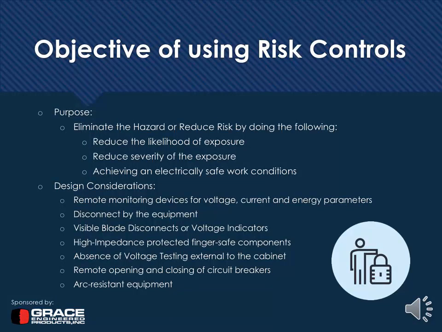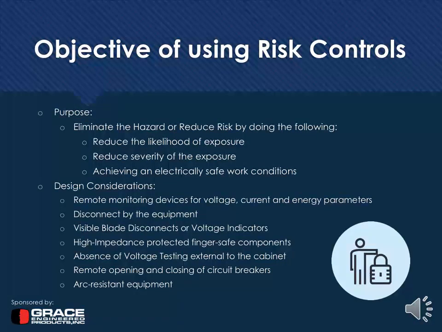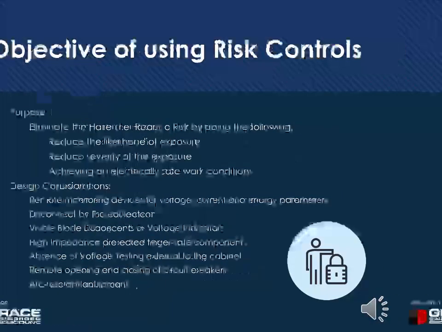And arc resistant equipment, the last one, is a great example of a way to reduce the severity of the incident by providing vents above the arc resistant gear, so the exhaust gases or the blast will vent out to the top of the housing itself. Let's go to the next slide.